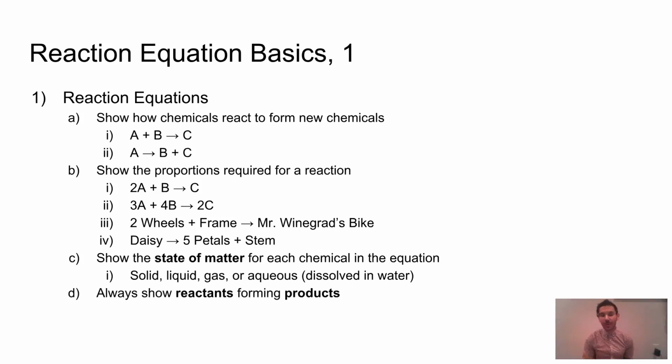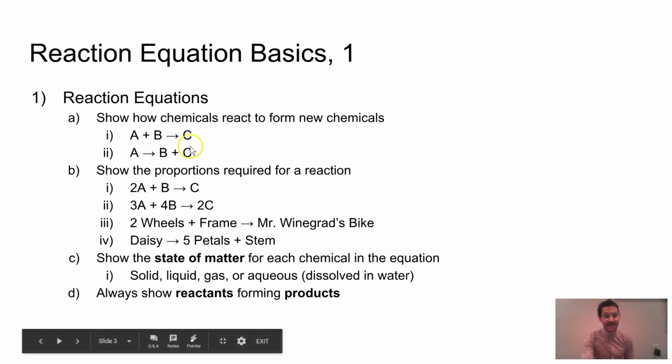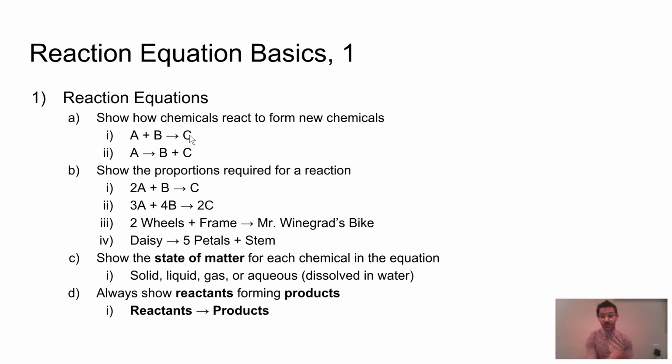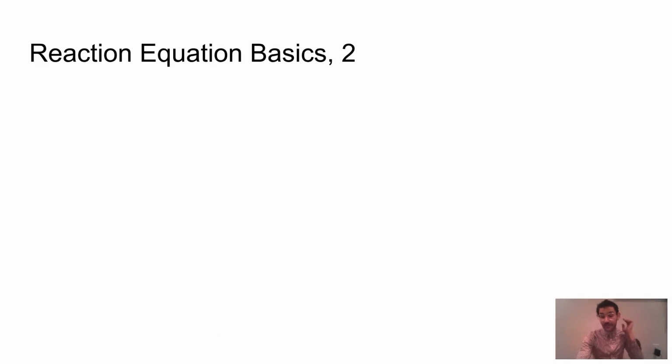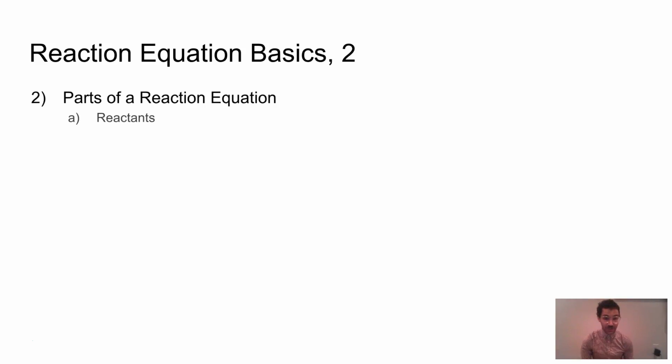And so reactions are always going to show our reactants forming products. Here, I would call these the reactants. I would call C the product. Our reactants are going to, with an arrow, become our products. And they're always going to be separated by that arrow. Fun stuff. Going into a little bit more detail about the different parts of a chemical reaction.